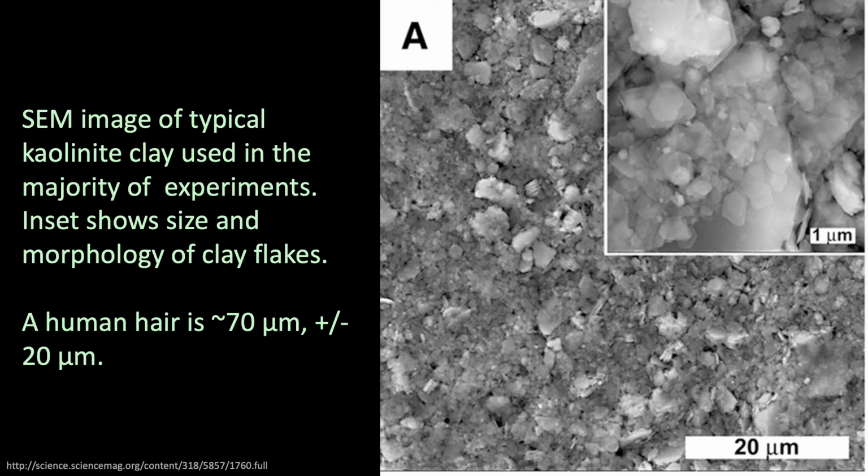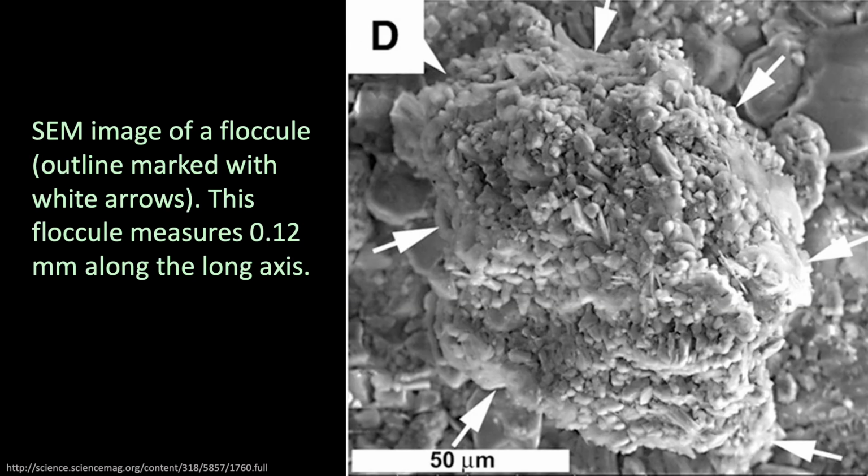Here's a scanning electron microscope image of kaolinite clay. You can see some of these particles of clay are less than 1 micron in diameter. In flowing water, these clay particles clump together in floccules. The floccule illustrated here measures 0.12 millimeters in this long direction, meaning it's large enough to settle out with sand particles.